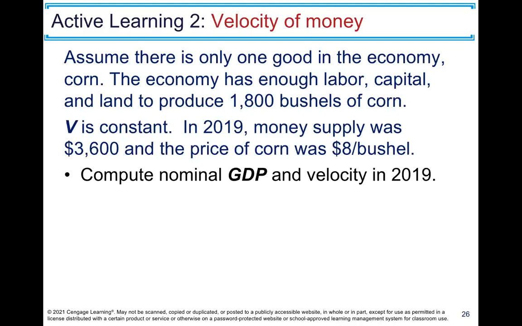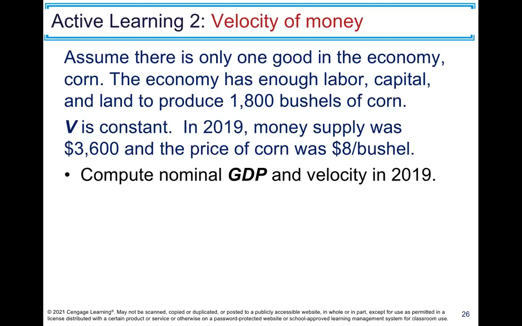So that sentence in the middle, the economy had enough labor, capital, and land to produce 1,800 bushels of corn, is a little, I won't call it misleading, but it's not very clear what they're trying to tell us here. But fundamentally, they're saying that we produced 1,800 bushels of corn with whatever resources the economy had. They had some labor, capital, and land, and they were able to produce 1,800 bushels of corn.